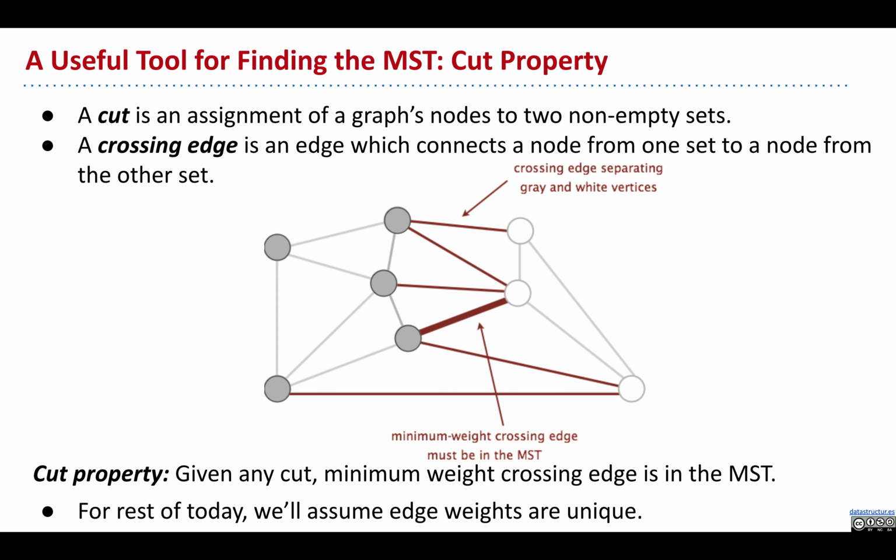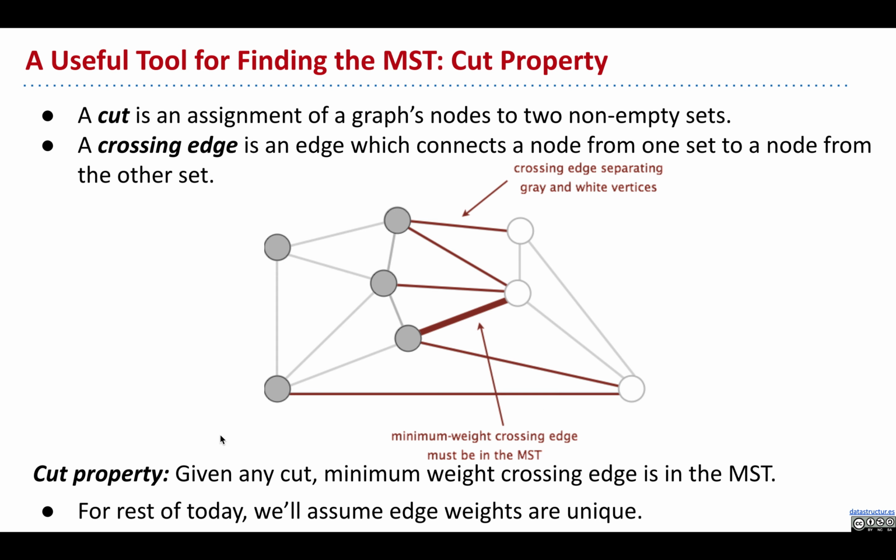Okay, so the next term that we'd like to introduce is what we call a crossing edge. The definition here says it's an edge which connects a node from one set to a node in another set. So in our example here, it's just connecting a gray node to a white node somehow. All these in red are what we call crossing edges. So a cut is taking those vertices and putting them in two sets, and a crossing edge is those connecting the sets together.